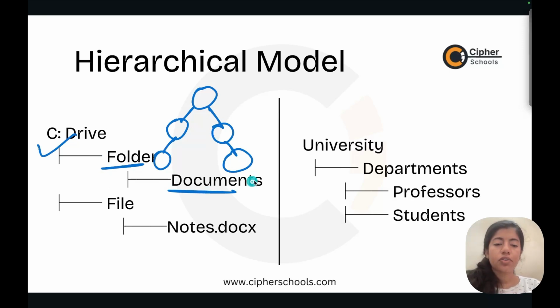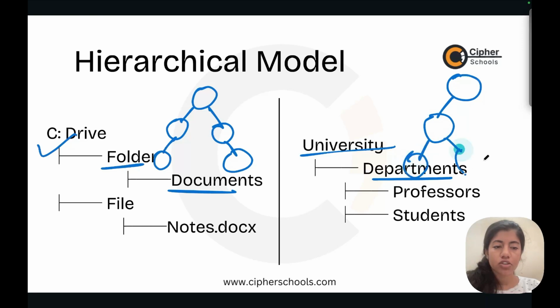Can you think of your university? Your college must be a part of a university. Then you have a few departments in it, such as one computer science department, another electrical department, one mechanical department. So there'll be many departments in your university. And then again, each department will have a particular number of professors and particular number of students. So it will look like university is a parent, then you'll have departments, and then you will have professors and students. So again, this also follows a tree structure.